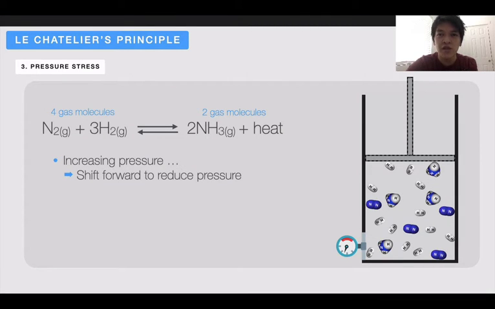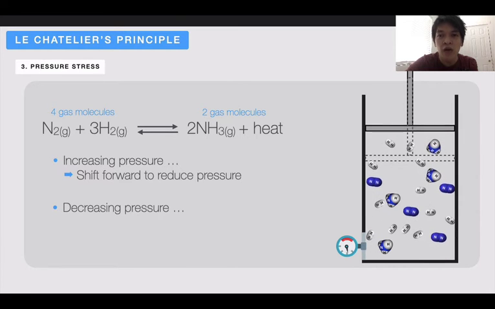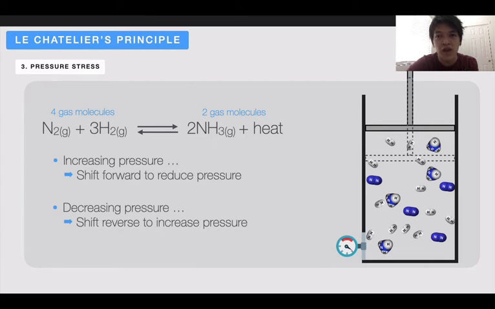Now, let's set this back to equilibrium. Look at where the pressure gauge is at. What if we stress the equilibrium by decreasing the pressure by pulling out on the piston? The system will want to increase the pressure back to get it back to equilibrium. To get more pressure, it'll need to shift in the reverse direction to make more reactants. Remember, the reactant side has more gas molecules than the product side.